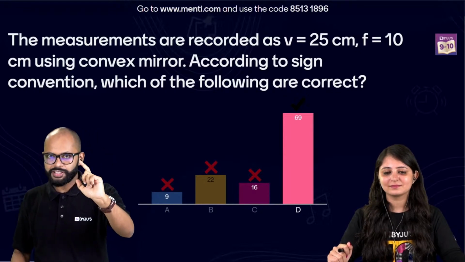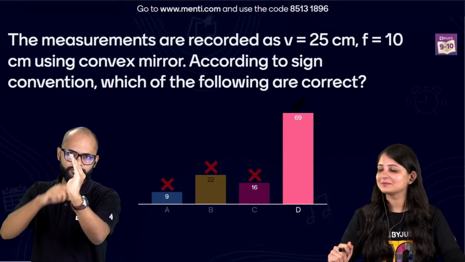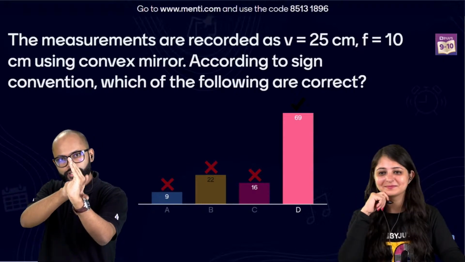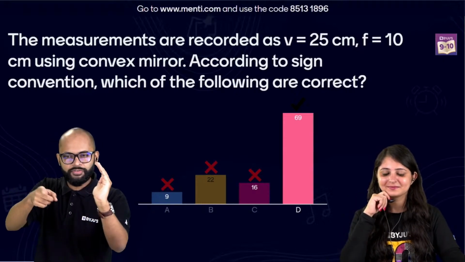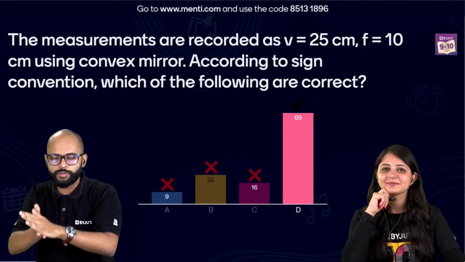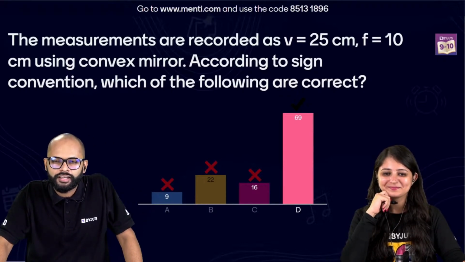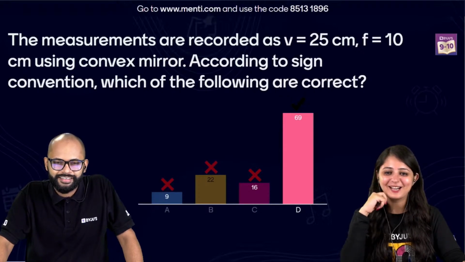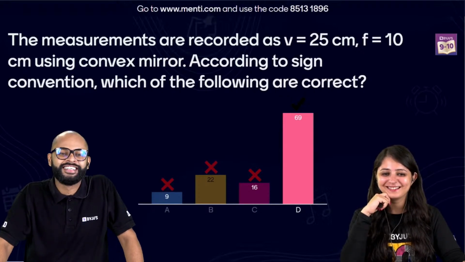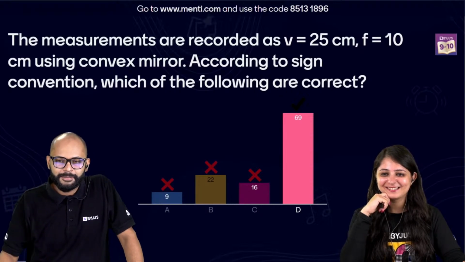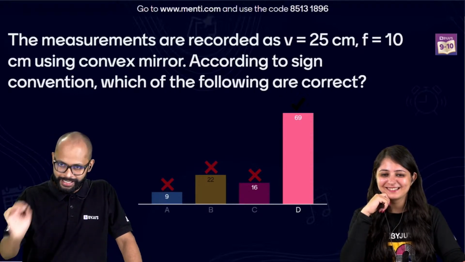So for a convex mirror, which one is convex mirror? Which has this reflective side. Its focal length is on this side. F will be positive, right? V will also be positive, right? They're drawing convex mirror in the chat also. Yes, nice. So convex mirror, that's why.